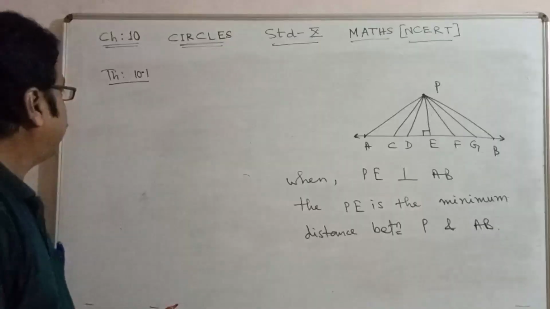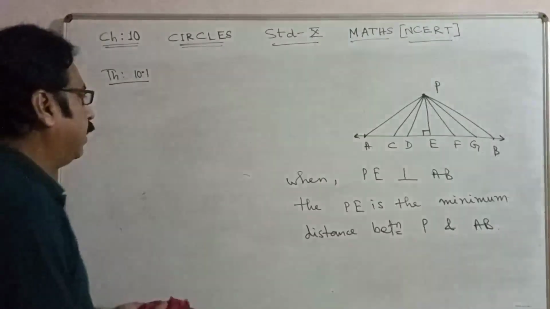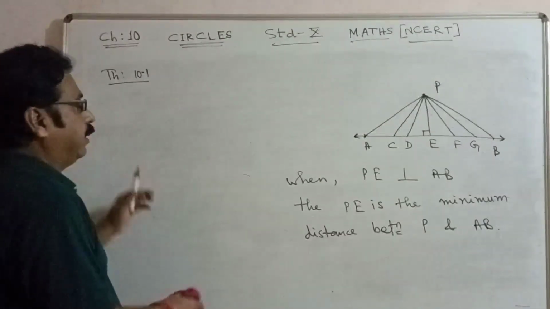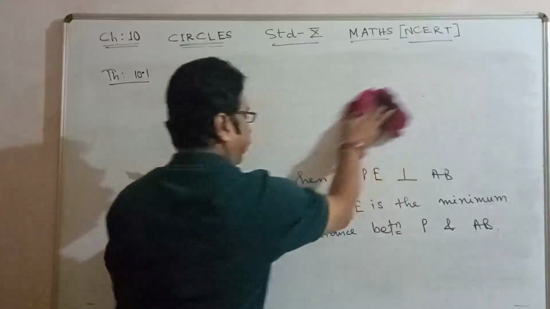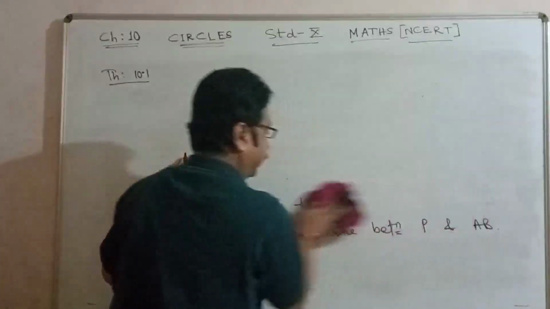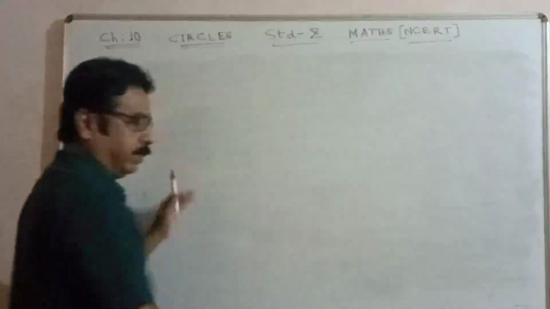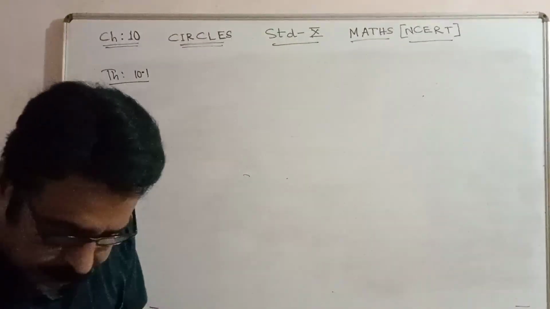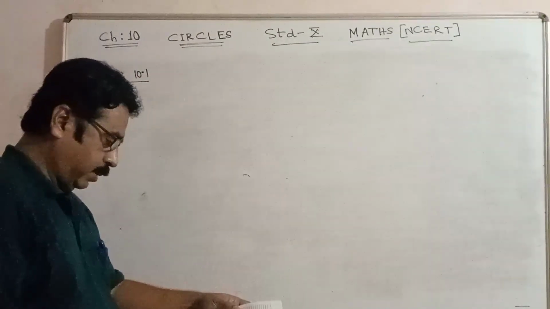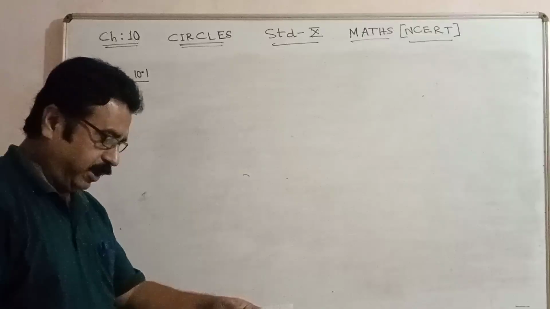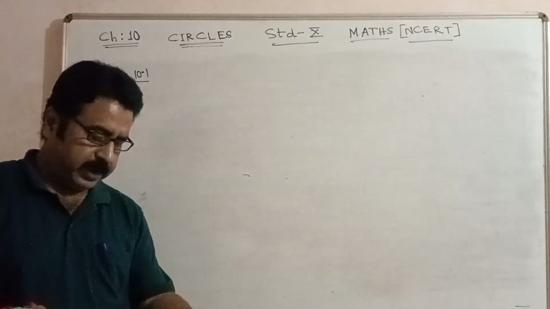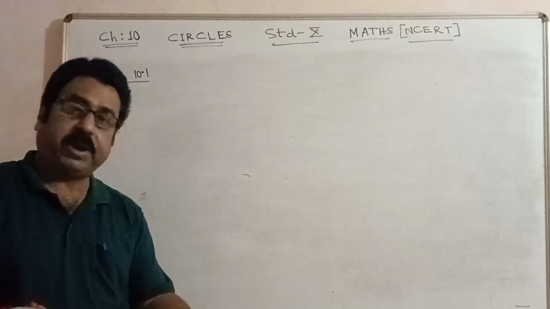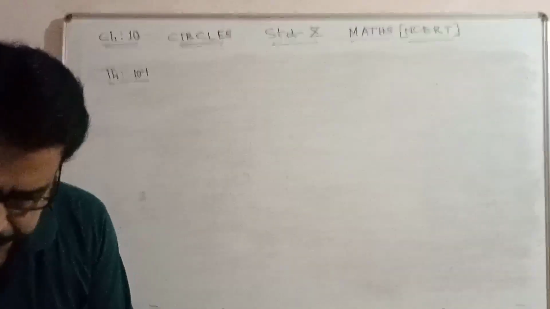After getting this idea, which you already studied before, we are going to start theorem 10.1. The tangent at any point of a circle is perpendicular to the radius through the point of contact.